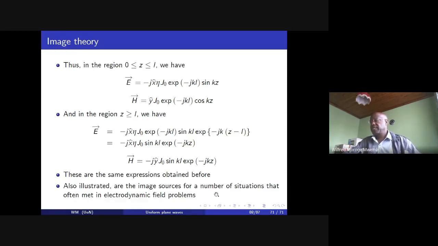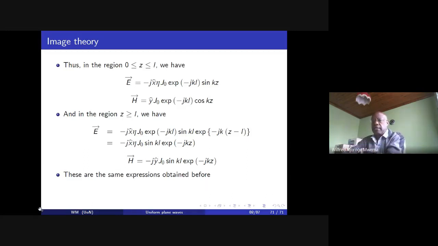What we can illustrate now is some of the situations that you are going to meet in many cases when you are dealing with these problems. And most of them are usually the magnetic fields and the electric currents and the magnetic currents.